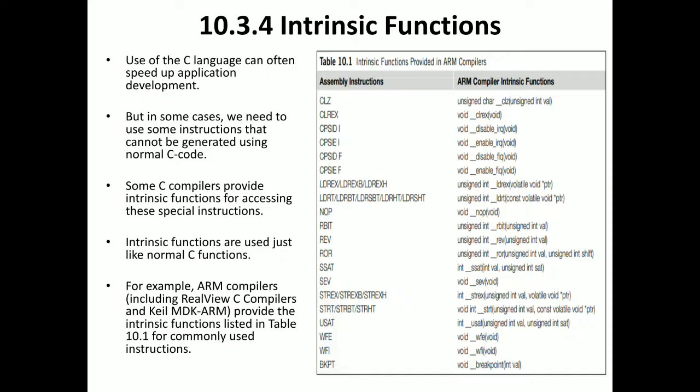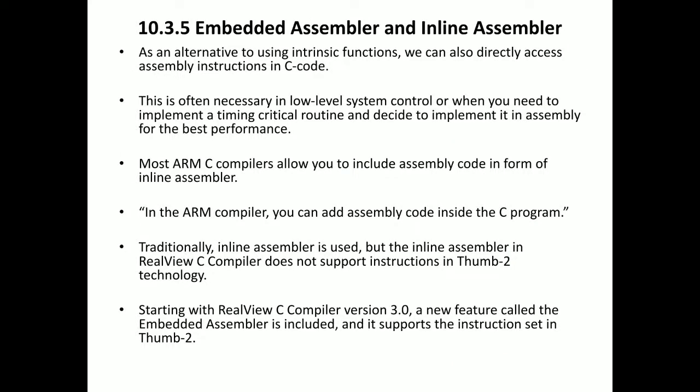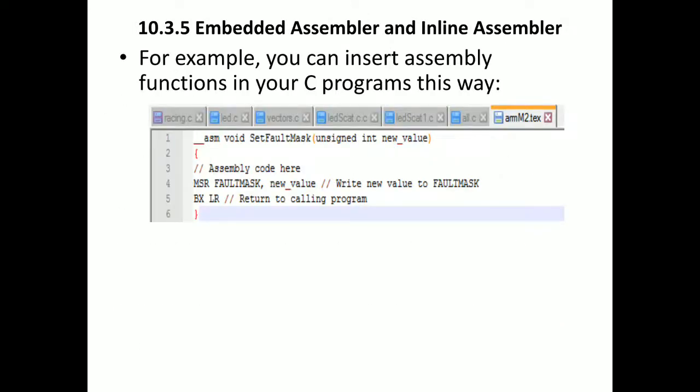We would need to use these instructions every time, but instead we can go for an alternate approach where we directly access the assembly instructions in C code. Instead of using these instructions, we can directly access the assembly code, by including assembly code directly within the C program.